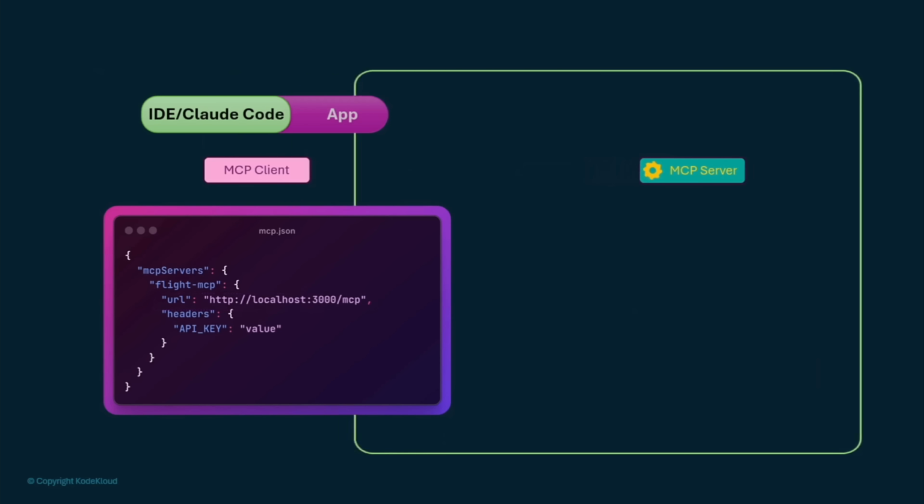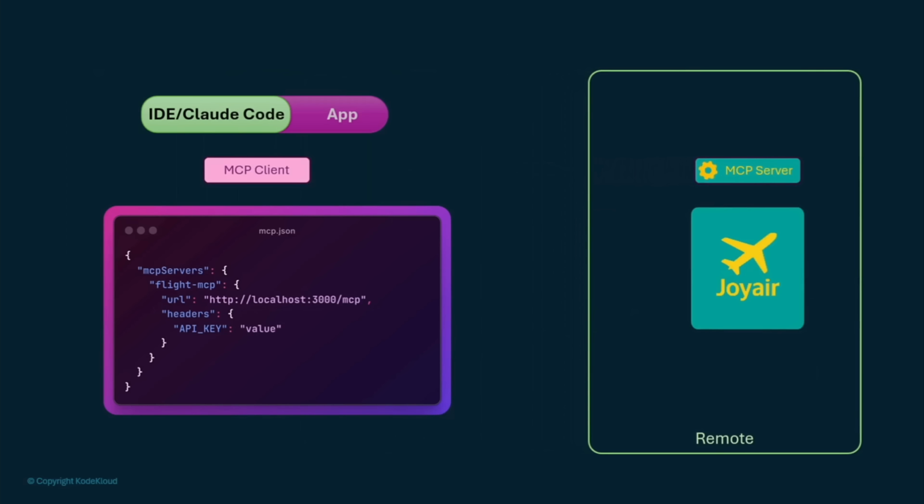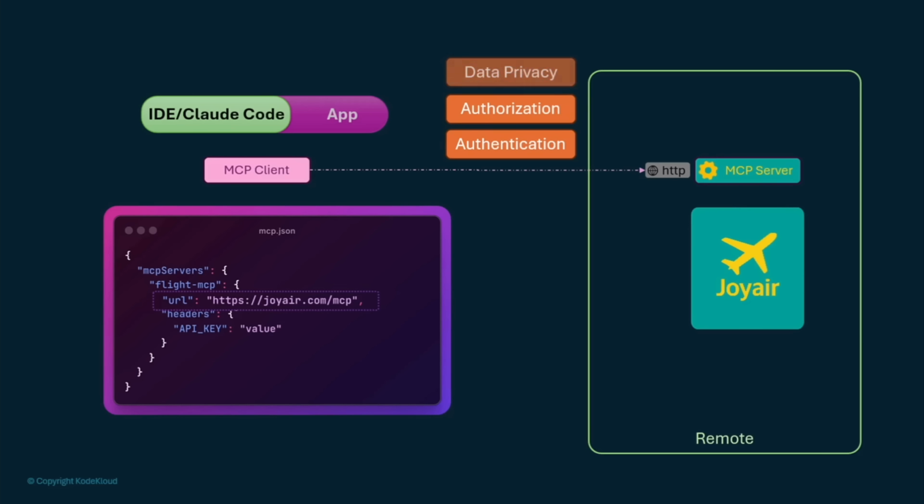And what happens when the MCP server is hosted remotely by the vendor? Now you can change the URL to point to the remote MCP server. Now, when you do that, though, you want to make sure you take care of authentication, authorization, data privacy, and trustworthiness of that server. Because now you're sending your data to an external server that's managed by a third party, so that's important to keep in mind.